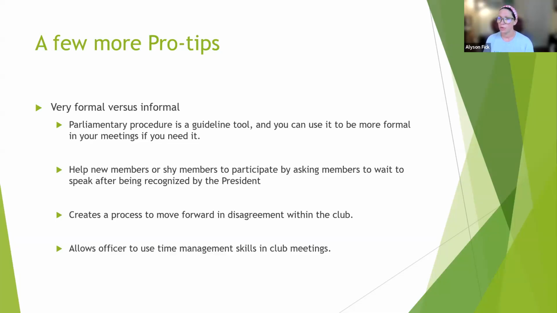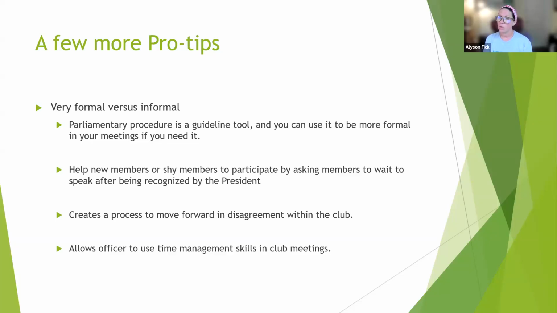It's also a process to move forward in disagreement within the club. Parliamentary procedure and the voting rules that we described in a motion are very prescribed. When you have disagreement within a club, it can be difficult. Utilizing the motion process, the discussion process once that motion has been seconded, and then the very clear-cut show of hands voting will help you determine what is the true decision that your club wishes to reach. So utilizing a more formal process in disagreement is a way that parliamentary procedure can be very helpful.